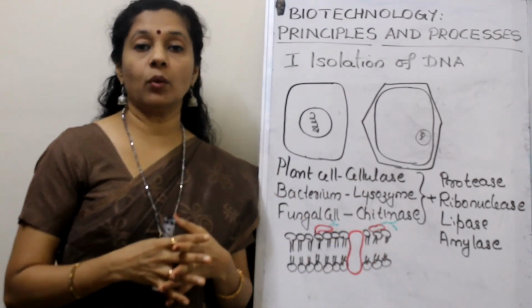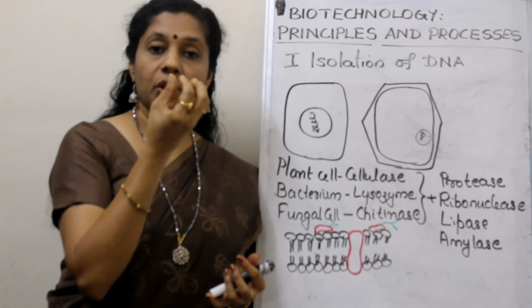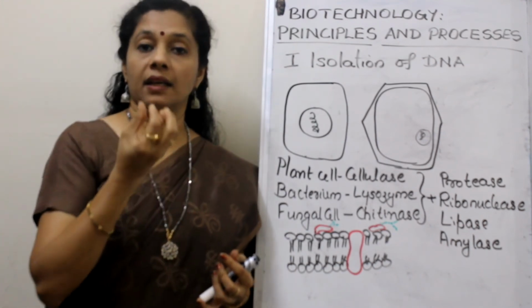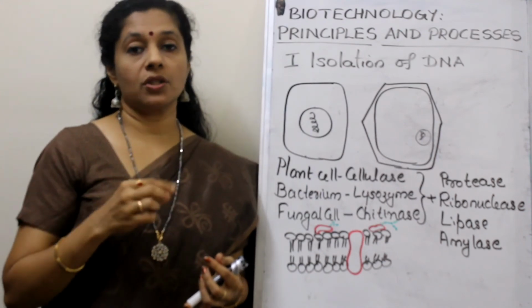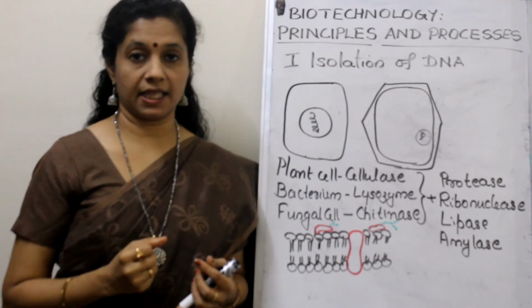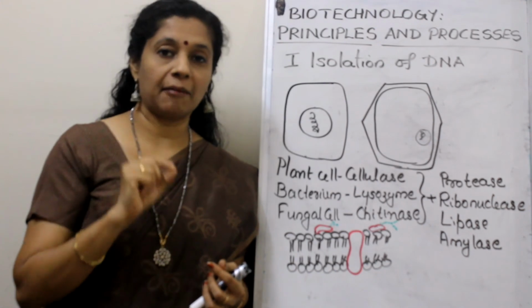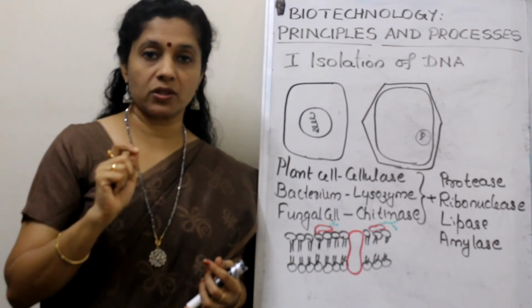So at the end, what do we get? Only the pure form of DNA will be there. Now we have to add chilled ethanol so that the DNA will get precipitated out. Now using a fine appliance, you can take it out by a process called spooling.